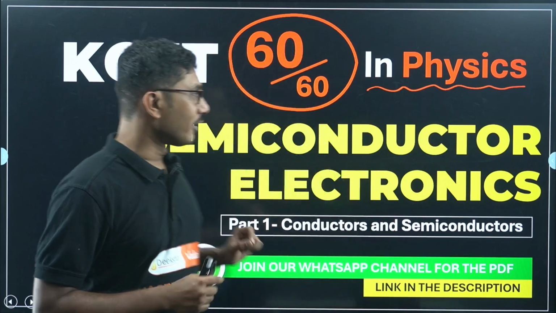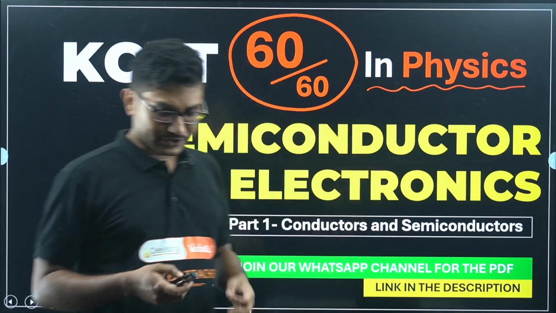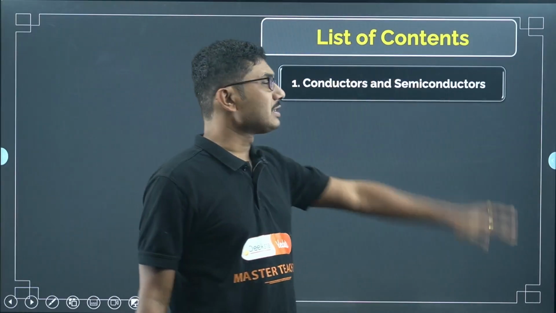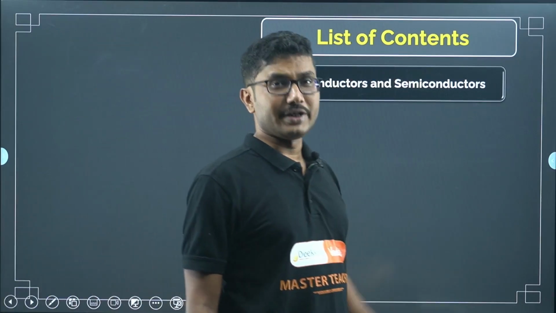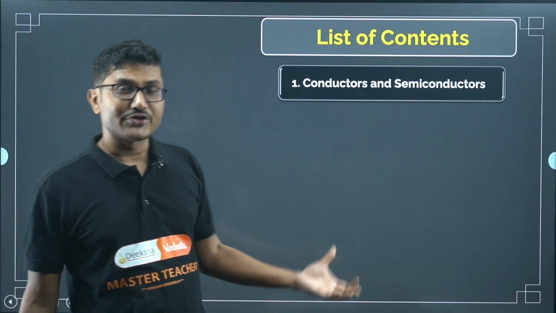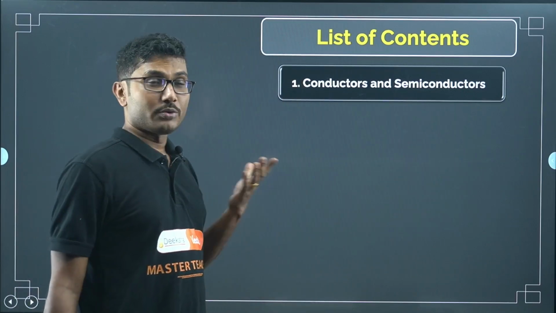And for the rest of you, let me start with the discussion of this chapter. The content of this chapter will be based on, first of all, semiconductors and conductors in terms of conductivity and in terms of resistivity, which is important. In previous year questions, we will see that they have asked questions based on conductivity and resistivity of materials.